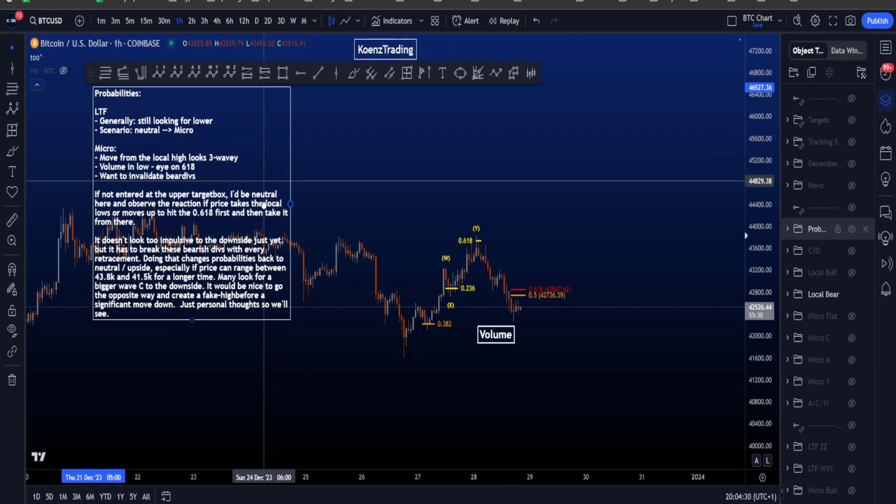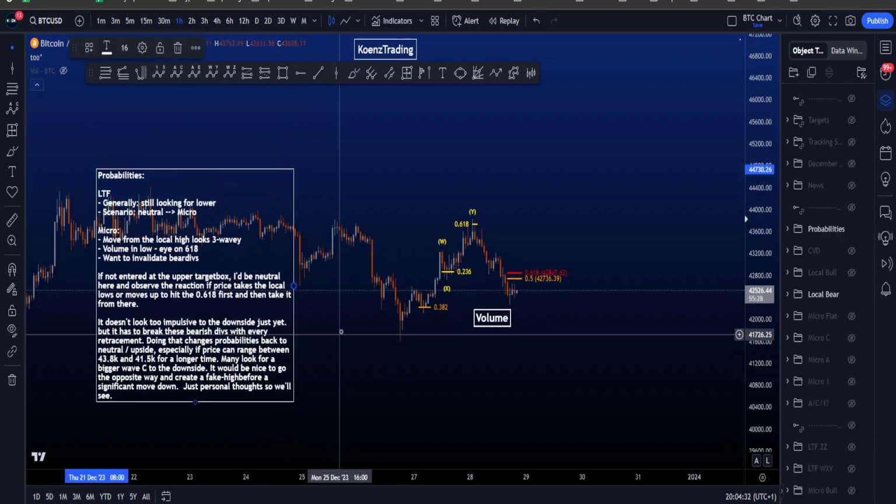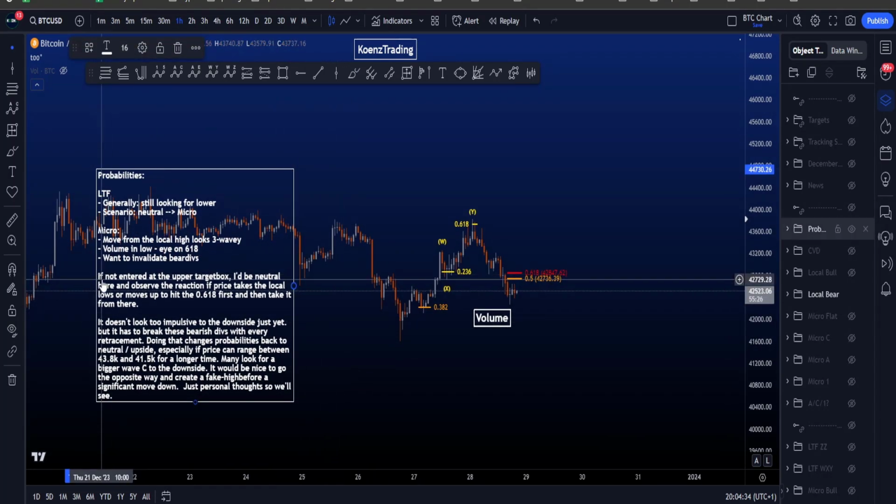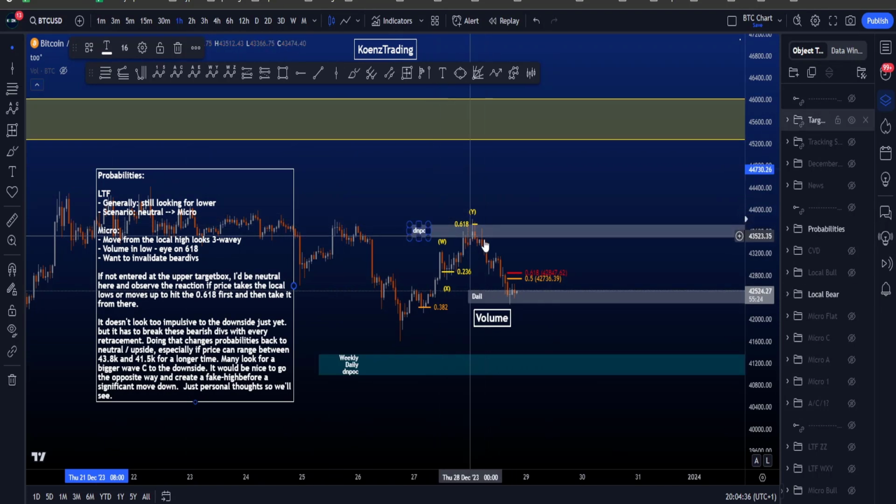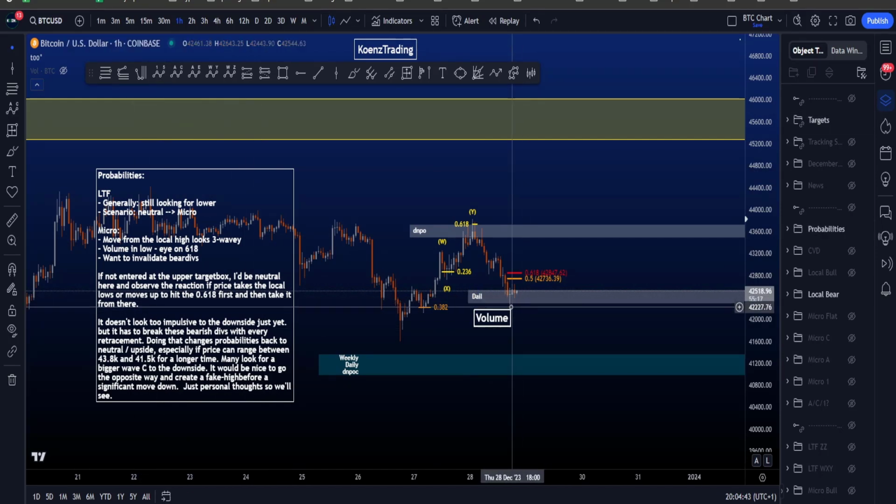And then you can see I wrote a little bit of an explanation, which I tend to do sometimes. If not entered at the upper target box over here, then I would be neutral and observe the reaction if price takes the local lows, meaning the low over here at 42,200, basically these lows here, or moves up to hit the 0.618 first, and then I would take it from there.